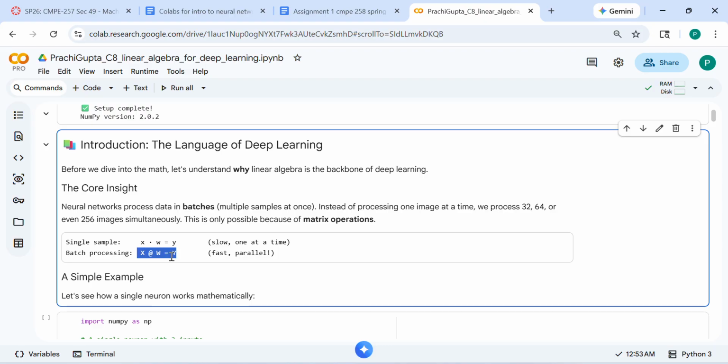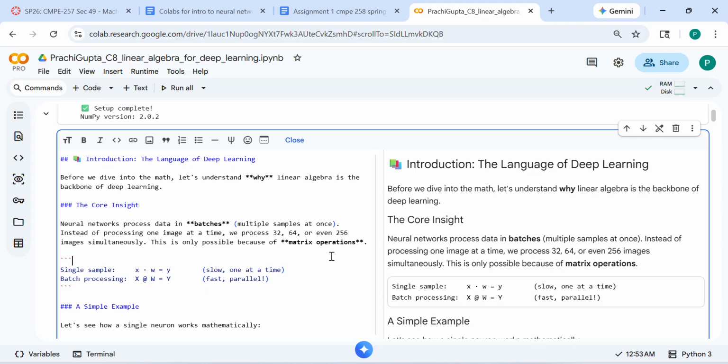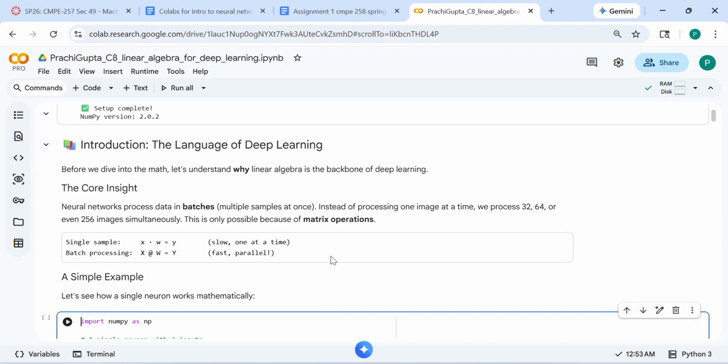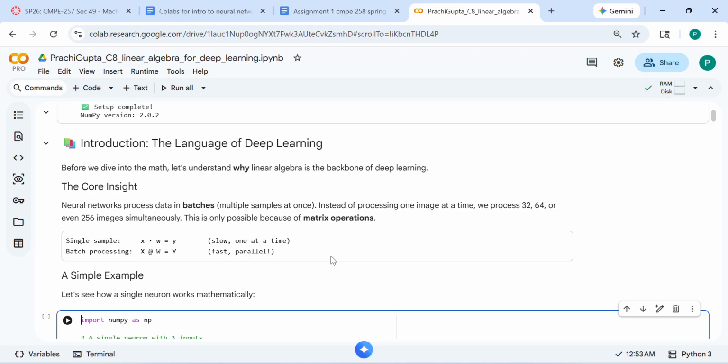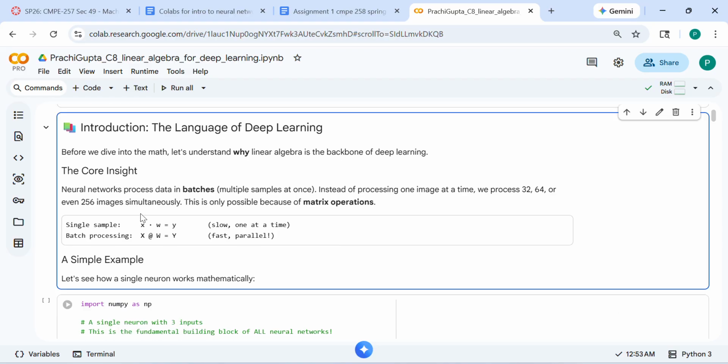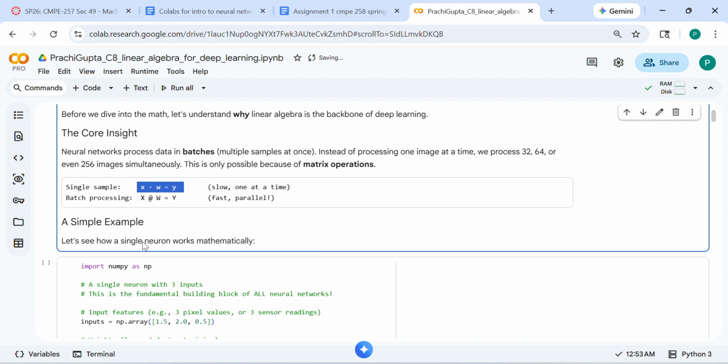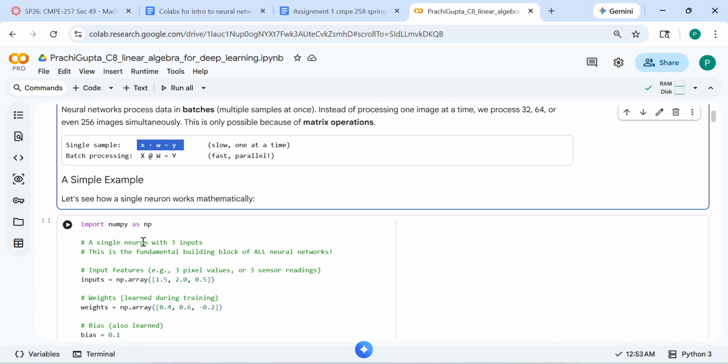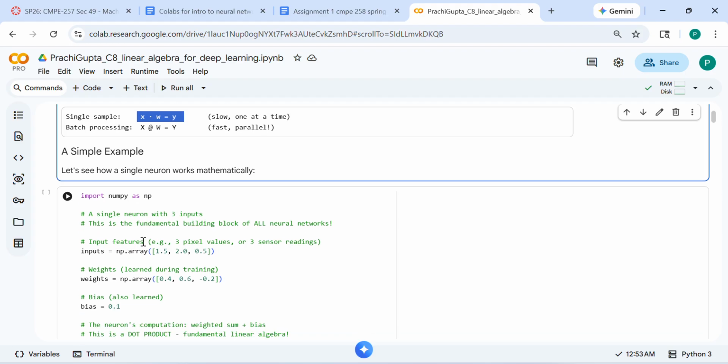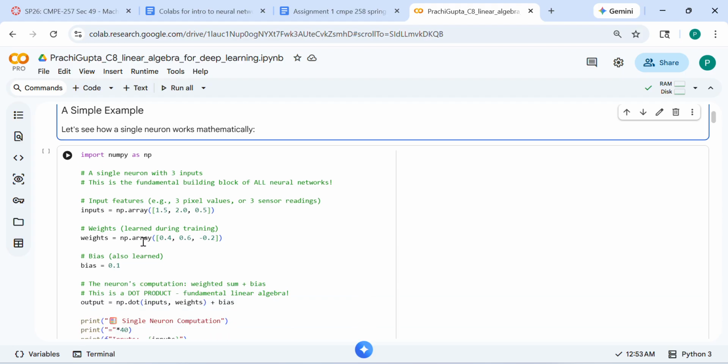As we have already seen, while doing the batch processing, we do X @ W equals Y. Why do we do it? Because it's a matrix operation. It is matrix multiplication, which is much faster than normal calculation, which is a normal dot product. That's why we use it. So let's see how a single neuron works mathematically.